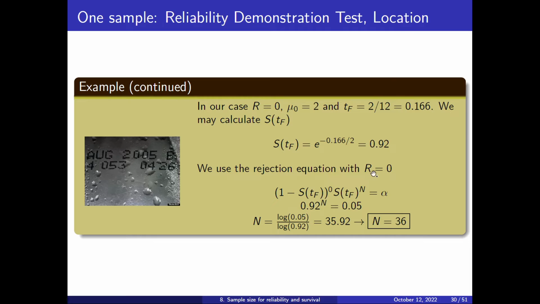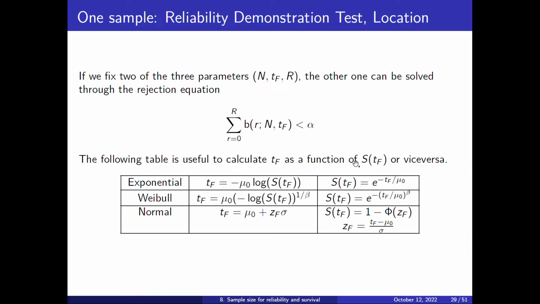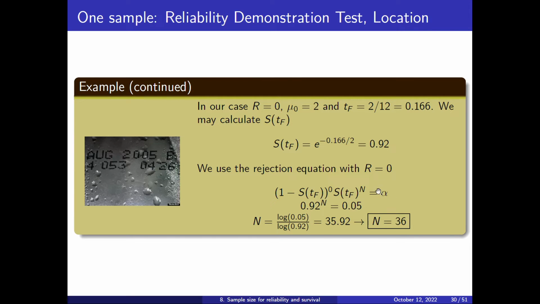And we use the rejection equation with R equals 0. So the rejection equation is this one. We compute that this is smaller than alpha. Well, we put it equal to alpha, which is simpler. So this is with R equals 0, and then it is simply a matter of solving for N. So N has to be larger than 36. So we need to track 36 bottles of this syrup for 2 months, and if we don't see any spoiled one, then we reject the null hypothesis.